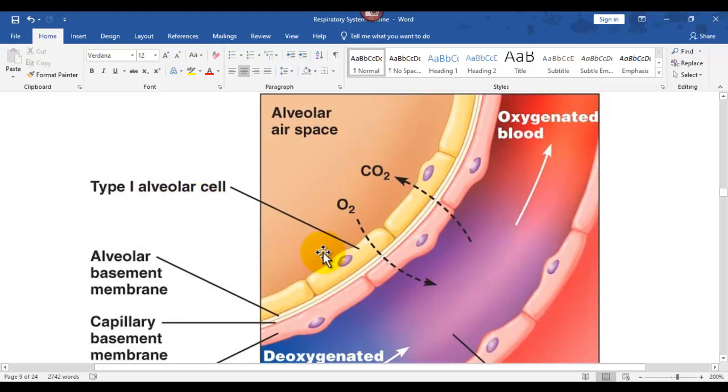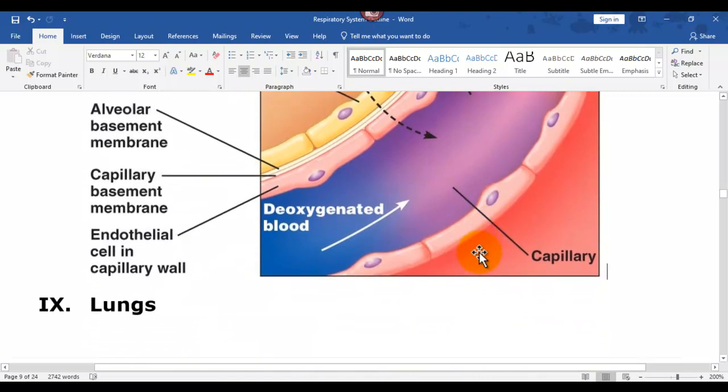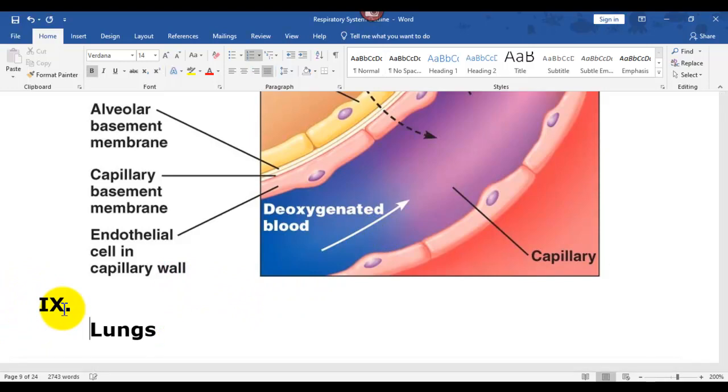These are alveolar type 1 cells. The type 2 cells actually make surfactant that allows these to ventilate. And then you see the blood leaving. That's oxygenated blood because it's picked up oxygen coming into the lungs.